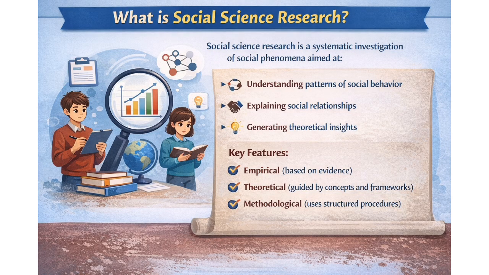What is social science research? Social science research is a systematic investigation of social phenomena aimed at understanding patterns of social behavior, explaining social relationships, and generating theoretical insights. Key features: empirical, based on evidence; theoretical, guided by concepts and frameworks; methodological, uses structured procedures.